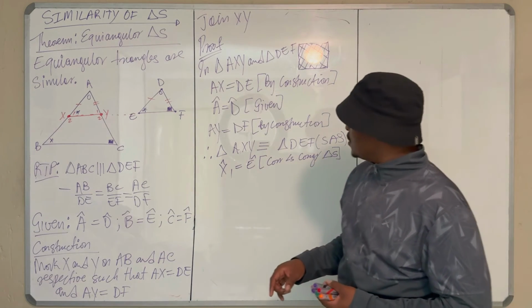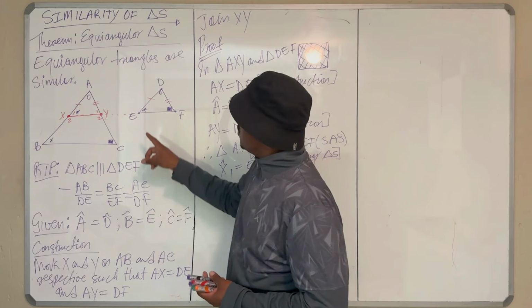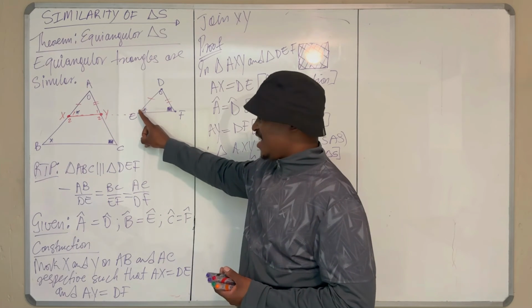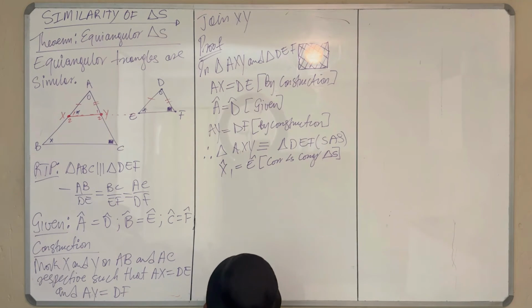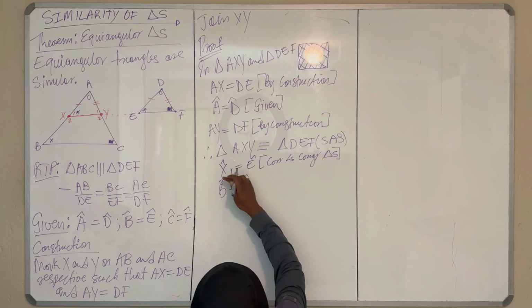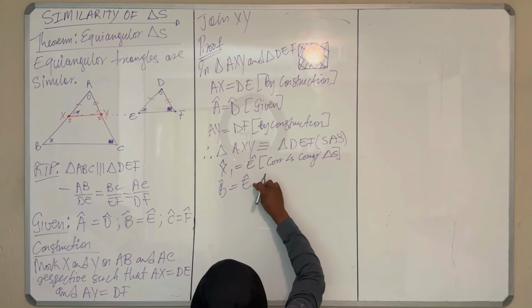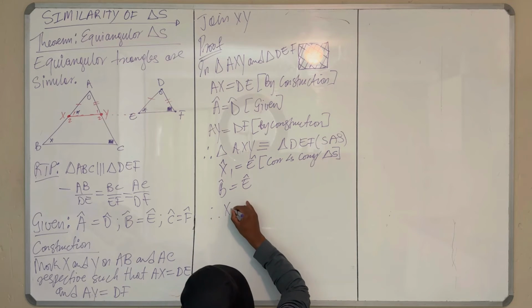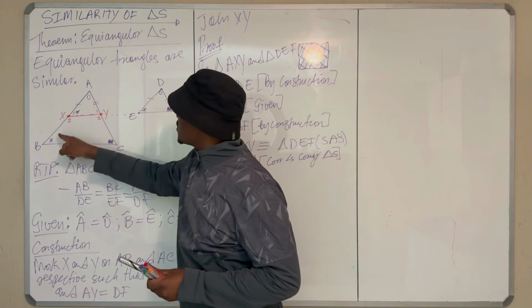Which means now your angle E is equal to X1. And your angle B is also equal to E. We're given this, here it is. So which means your angle B is equal to angle E. What does it mean about these two? They're also equal. So if E is equal to E, then your X1 is equal to angle B. These two angles are equal.